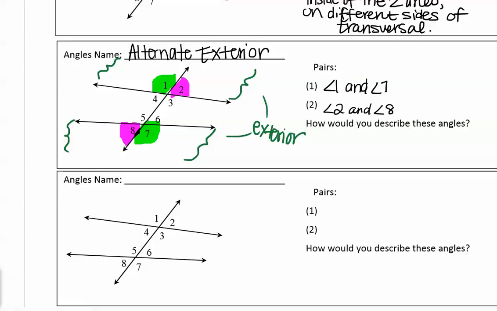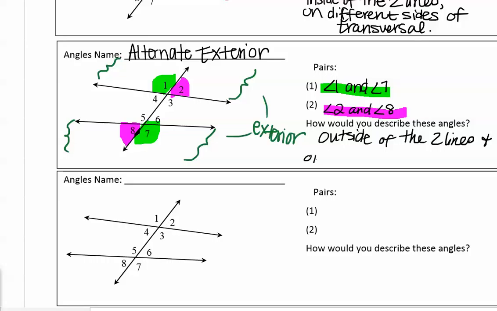Okay, so it's very much like the last one. You just got to pay attention to, are they on the inside or are they on the outside? Okay, so they are on the outside of the two lines and on different sides of the transversal.